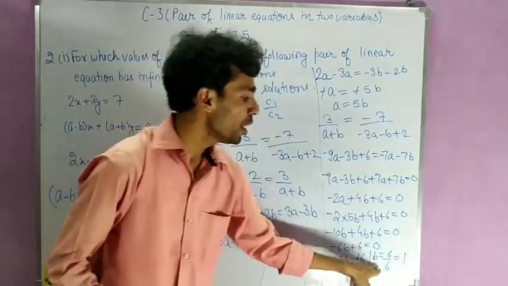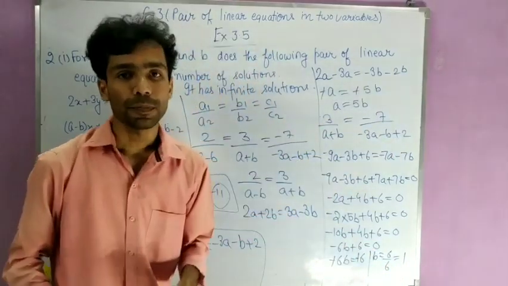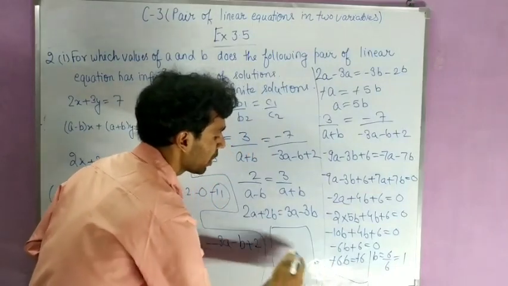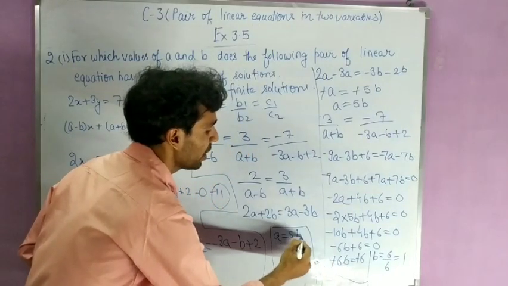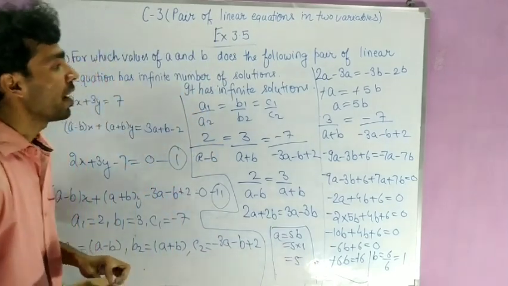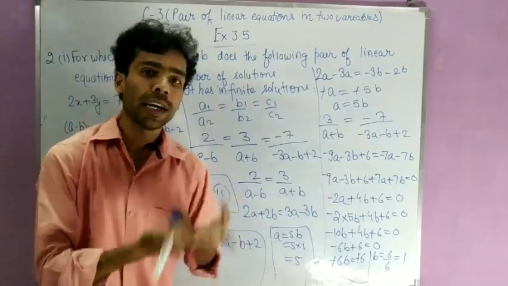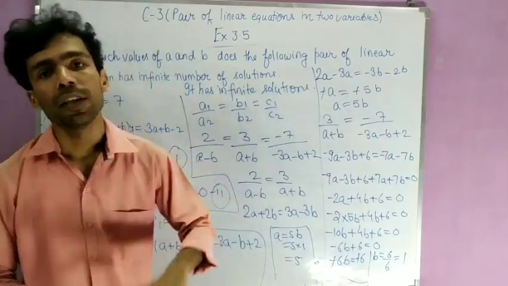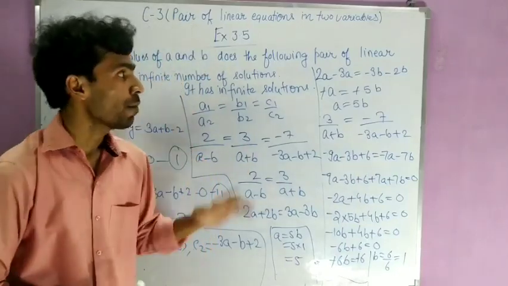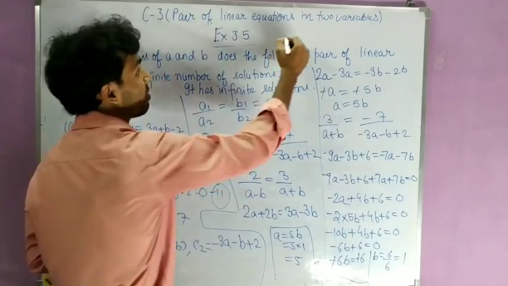So the value of b you got now is 1, and the value of a was 5b. So the value of a can be calculated as a equal to 5b. So 5 into 1, that is 5. So the value of a is 5 and the value of b is 1. So by that method you can easily solve this type of question. This type of question always comes in the exam, okay, and it is very important.